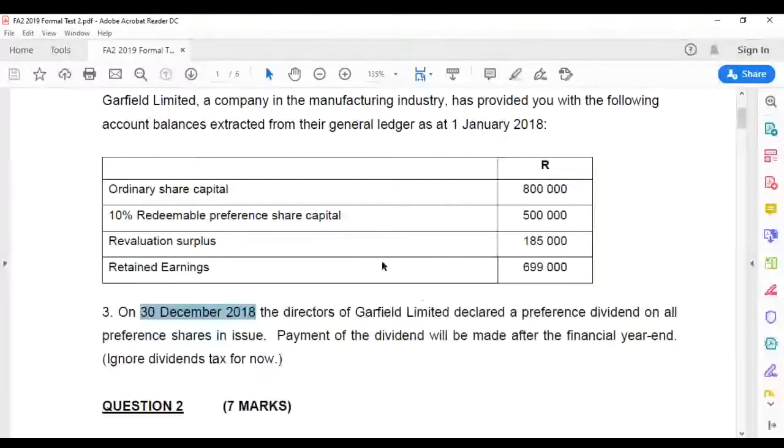Students, tap. 500,000, the value. You've already mentioned the important thing is the value. So 500,000 is the value multiplied by the 10%. The 10% is our coupon rate or dividend rate. So clearly the dividend that we are going to be declaring would be to the value of 50,000 rands.